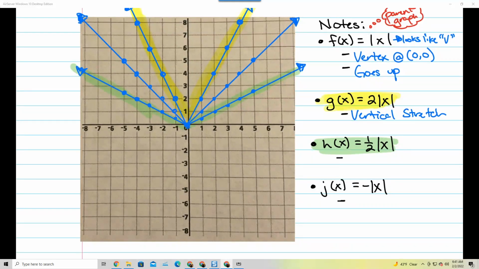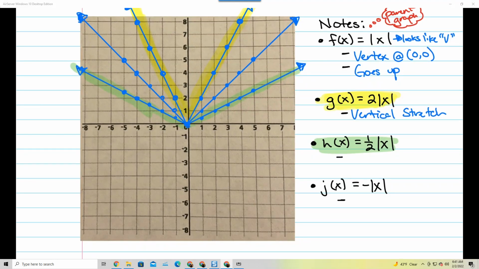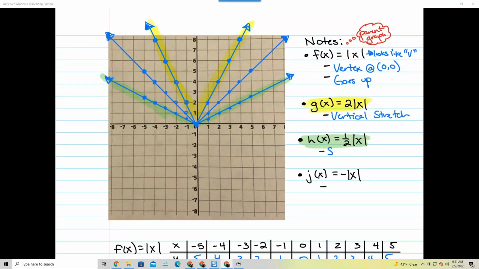To compress something is to squish it, right? To make it smaller and fatter. So we're going to say that this is the same as f of x, but vertically compressed. Same as f of x, but vertically compressed.